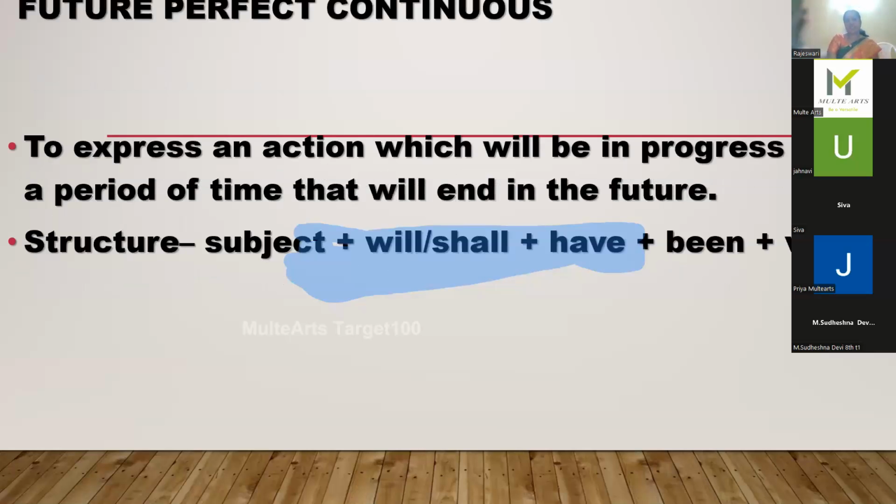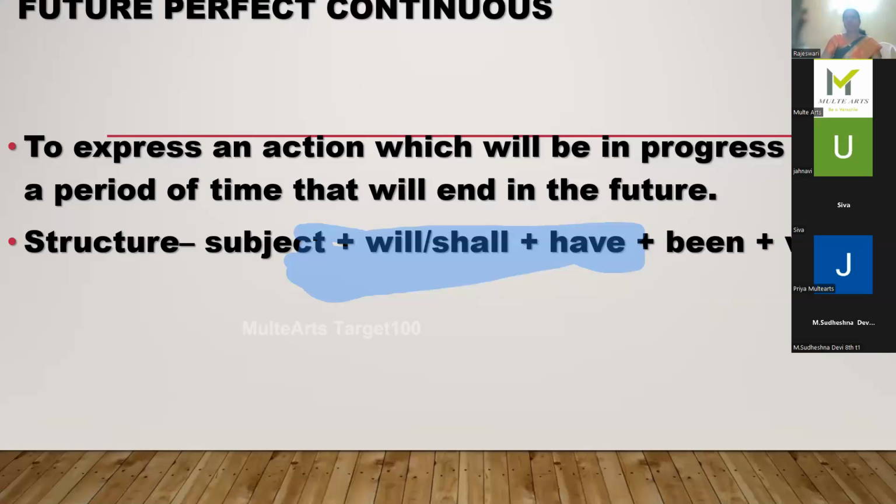The last but not the least is future perfect continuous. It is also used to express an action starting in the future, continuing to a certain time, and ending in the future. Whenever you use perfect continuous, there has to be a continuation of an action. The structure will be subject plus will or shall, and 'been' is compulsory in all the perfect continuous, and the verb will be in ing form. I shall have been going to Mumbai by this time next month. So that is the way.